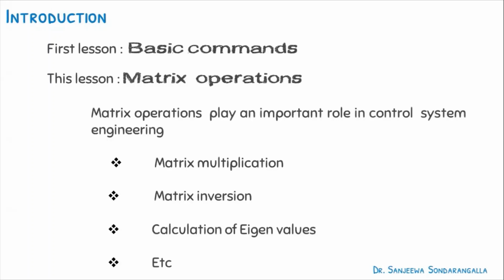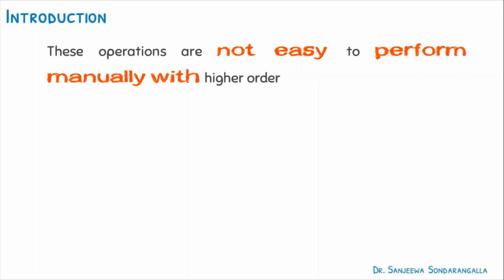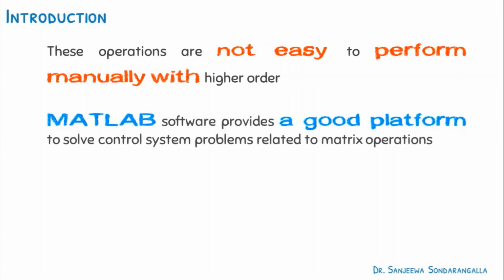Modern control engineering requires a lot of matrix operations, such as matrix multiplication, matrix inversion, and calculation of eigenvalues. These operations are not easy to perform manually with higher order. MATLAB software provides a good platform to solve control systems problems related to matrix operations.